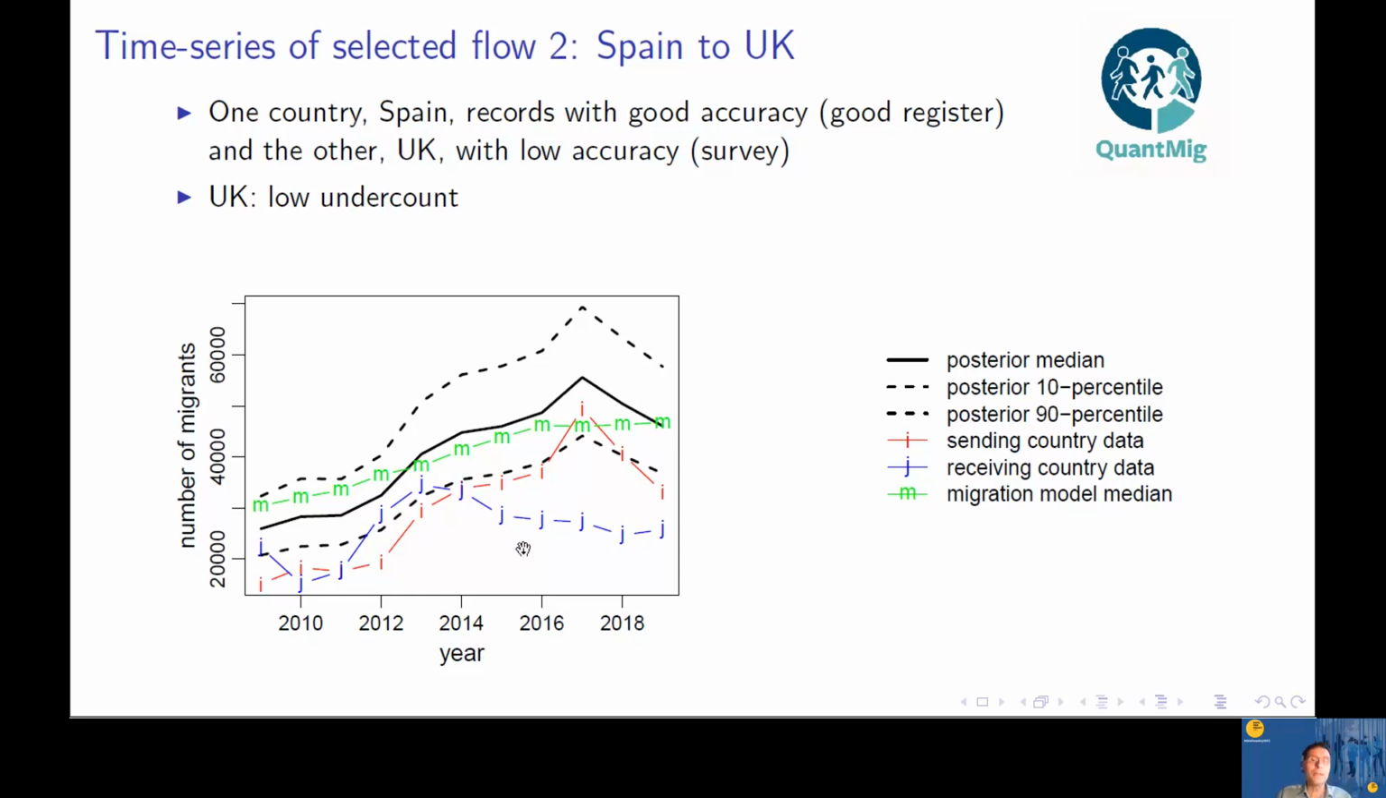Because the UK is a survey, it's deemed to have low accuracy, so much more weight is given to Spain, which has good accuracy and is a good register. So what is determining the trend here is mainly the reported flows from Spain. You can see that the black line tends to follow, after adjusting for the undercount, the reported red line from Spain.